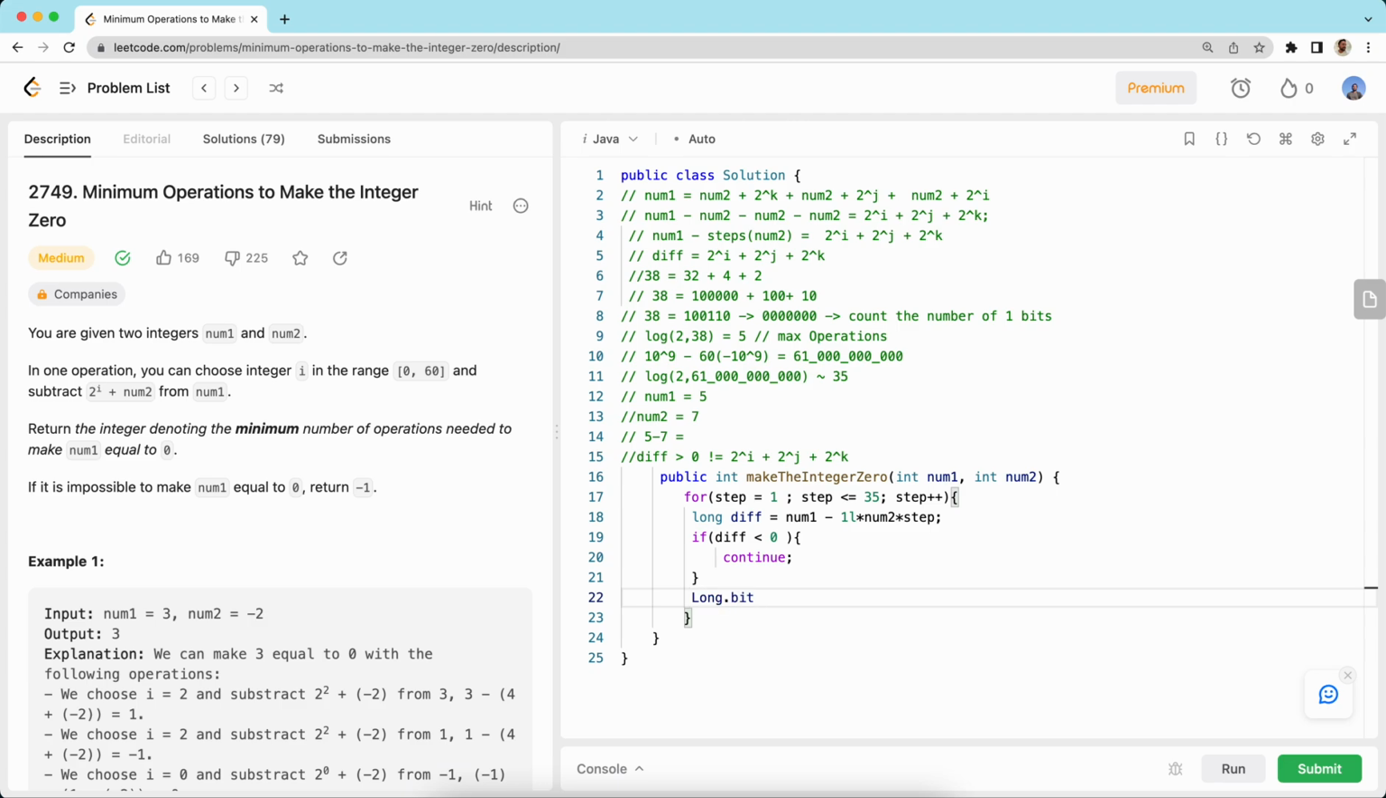So we'll say number of bit count for this difference value, because in our case 38 was the difference as an example. So in this case num1 minus step into num2 will be our difference variable. We'll say how many bits are set there. So we'll have, let's say, the set bits, and now we can say okay, the bits should be less than or equal to step, right?